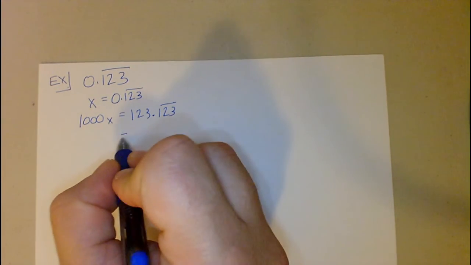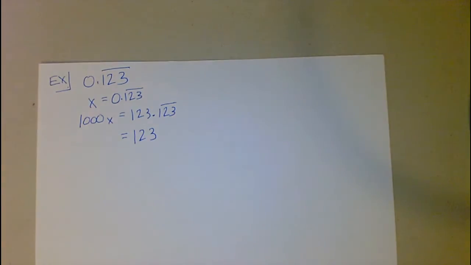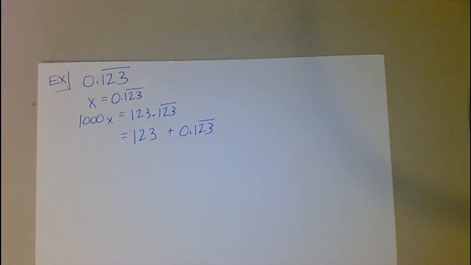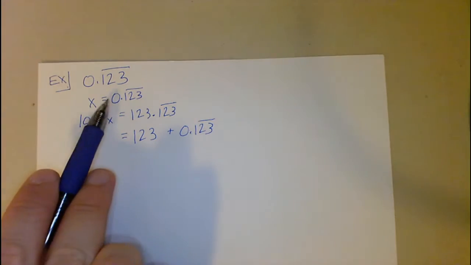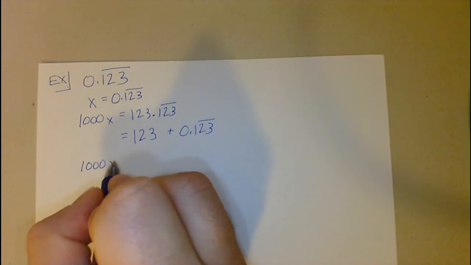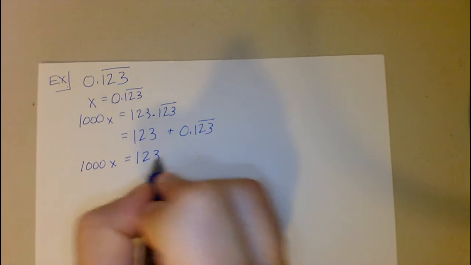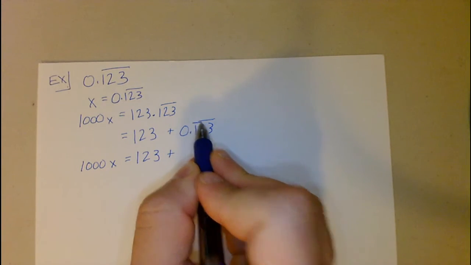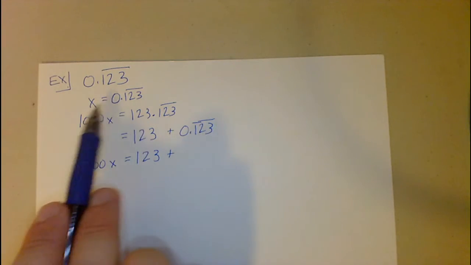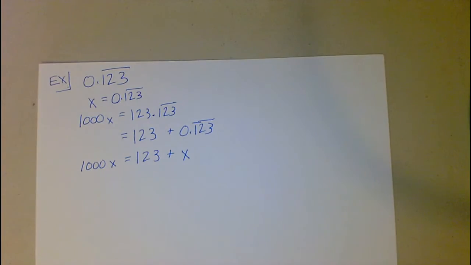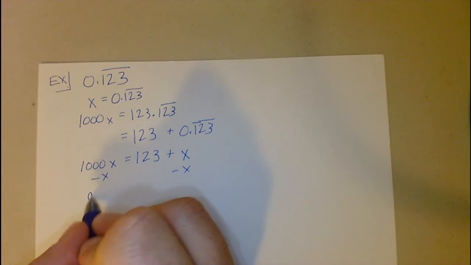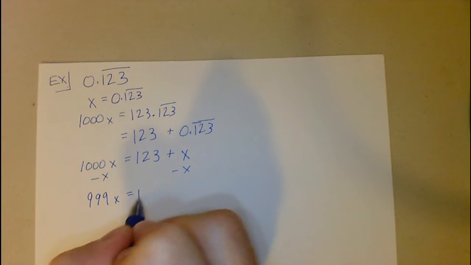So what is this right-hand side? This is the number 123 plus the repeating decimal 0.123123123. Remember, at the very get-go, we called that x. And so I get the number 1000x equal to 123 plus, and let me make sure I put my repeating bar over that 1, 0.123123. That's x. I can now algebraically solve for x. Subtract x from both sides. I get 999x equal to 123.